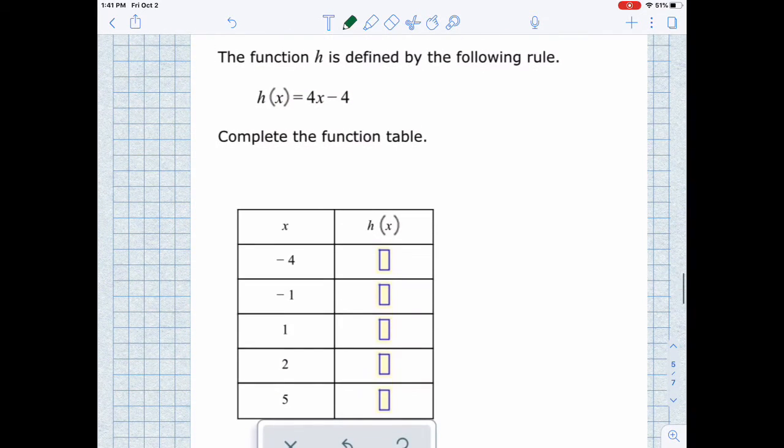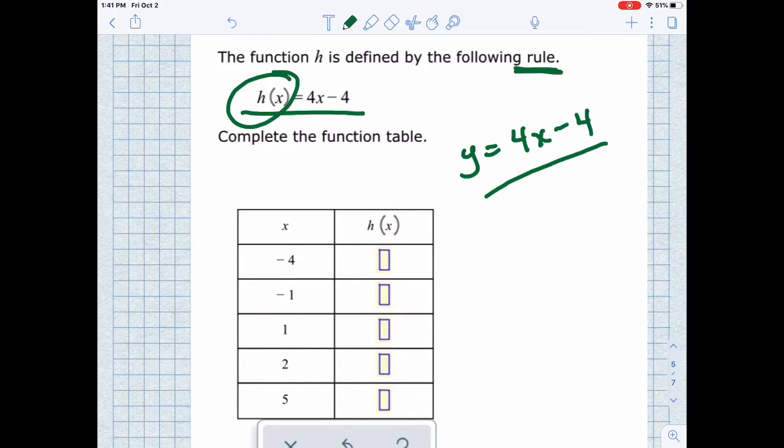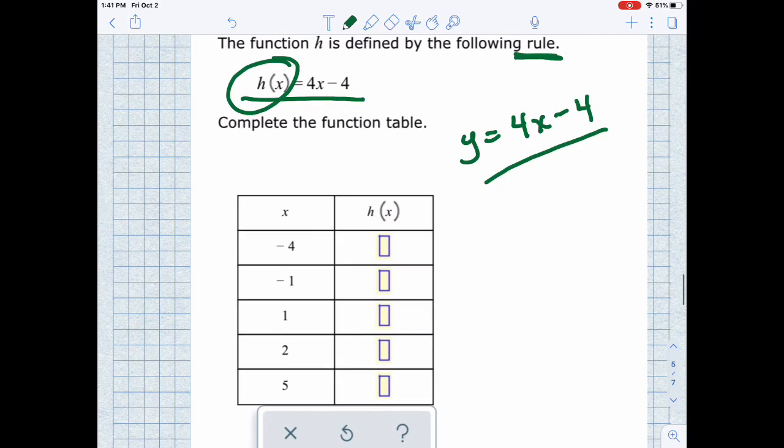Okay, here, function h is defined by the following rule. Remember, rule, think equation. I've got h of x equals 4x minus 4. That's like saying y equals 4x minus 4. That's fine. It means the same thing. Okay, so complete the function table. They just want me to plug in some values. So I'm going to plug in -4. y equals 4 times -4 minus 4. I'm going to do that math. -16 minus 4 is -20.